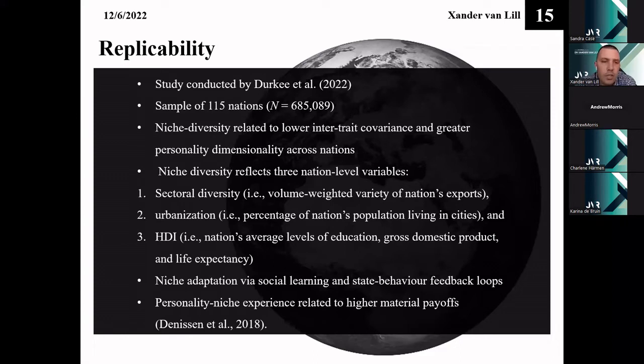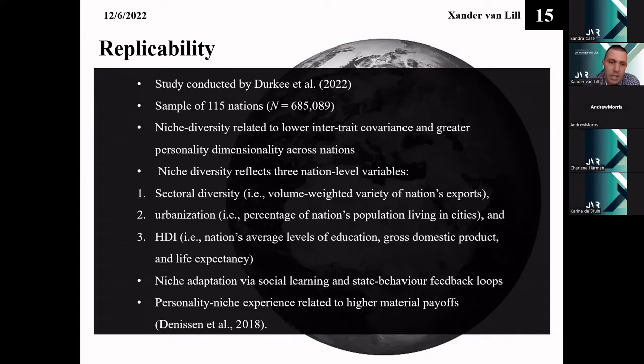And so what you see is the more niche an environment is, the more likely you are to get lower intertrait covariance and greater personality dimensions across nations. Just to mean that the more differentiated and specific your personality models become, as a consequence of the niche environment that you live in. And it just so happens that how niche your environment is and how differentiated you are in your personality dimensions is also a determinant for how successful you're going to be in that environment.